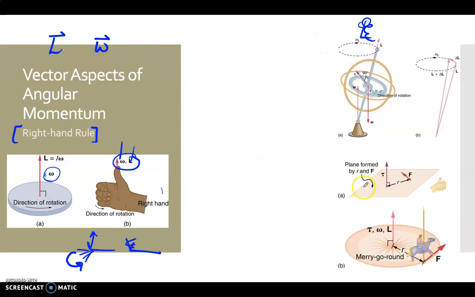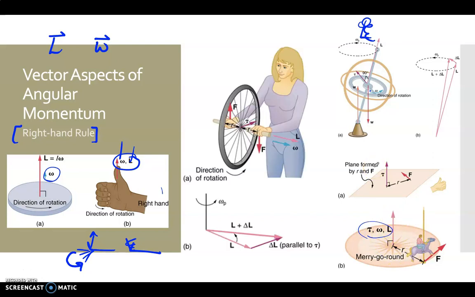Now, looking at another one, this merry-go-round, you can see there's a torque involved, there is an angular velocity and an angular momentum, and again, using the right-hand rule, you can tell which direction those three are pointing. I just wanted to show you a few of these examples to understand the right-hand rule and how it's useful in these cases.